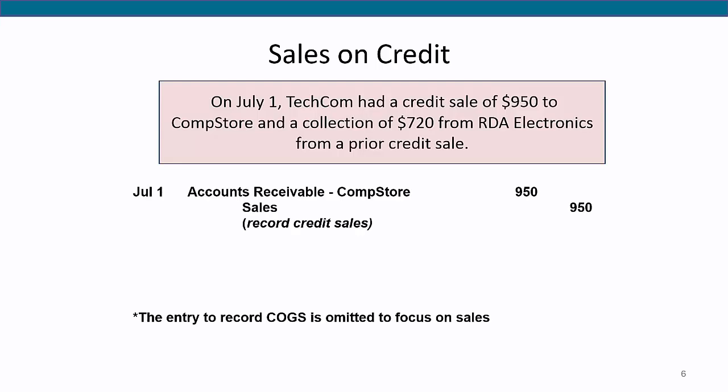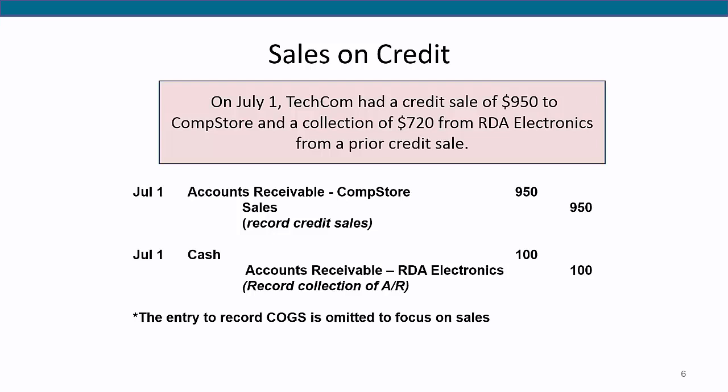To see how accounts receivable from credit sales are recognized in the accounting records, we look at two transactions on July 1st between TechCom and its credit customers. Those will be shown on this slide. The first transaction is a credit sale of $950 to CompStore. A credit sale is posted with both a debit to the accounts receivable account in the general ledger, and the system makes a simultaneous entry to debit or increase the customer account in the accounts receivable subsidiary ledger.